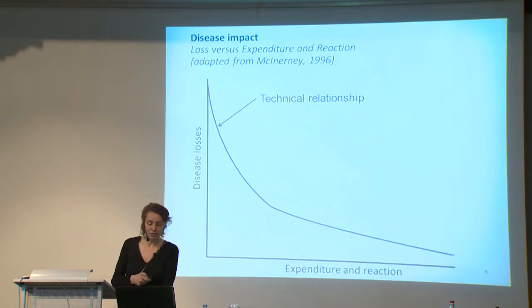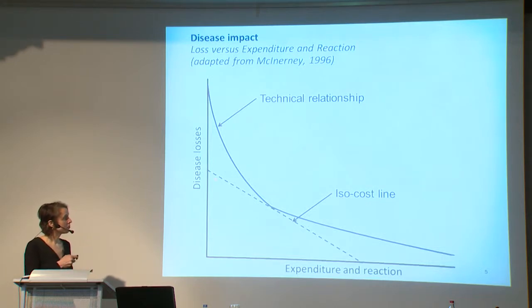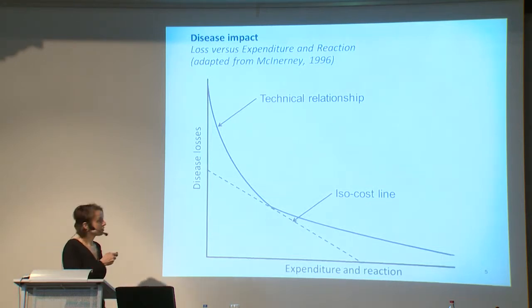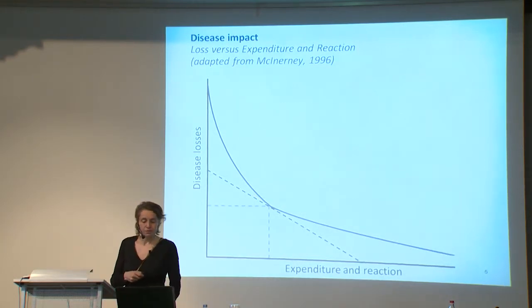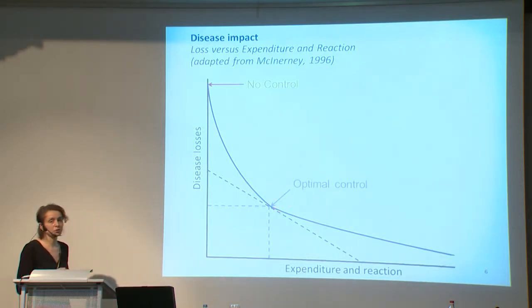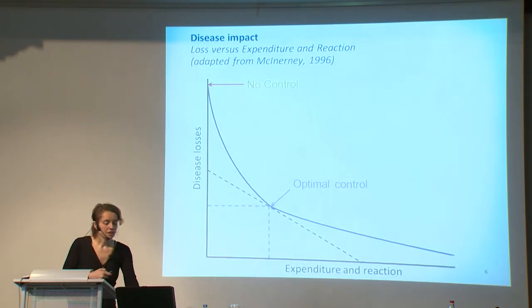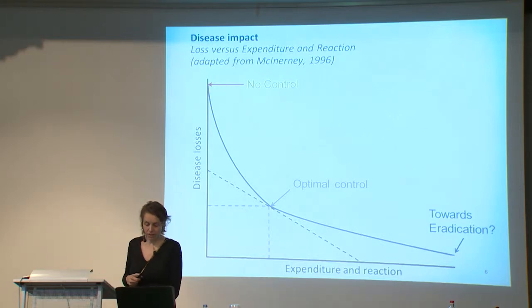But then when we think about the economic considerations, we can, for example, introduce a cost line, where along this line the costs are always the same. We can then identify a point in our system where, from an economic perspective, we would have optimal control. So here we would have no control and maximum disease losses. Here would be optimal control, and that is where veterinarians usually would like to be, investing a lot to get towards eradication.